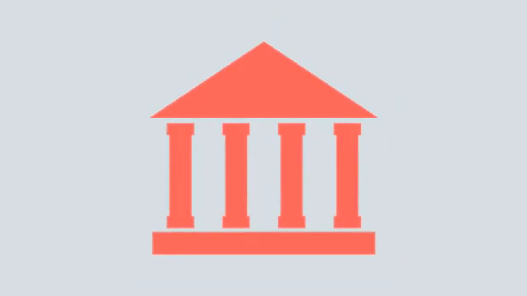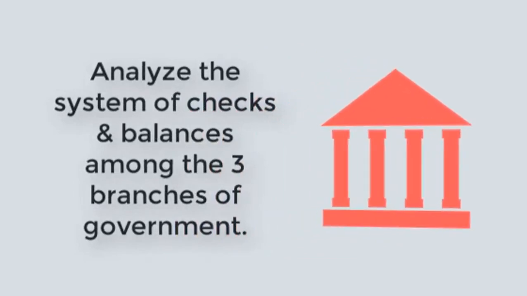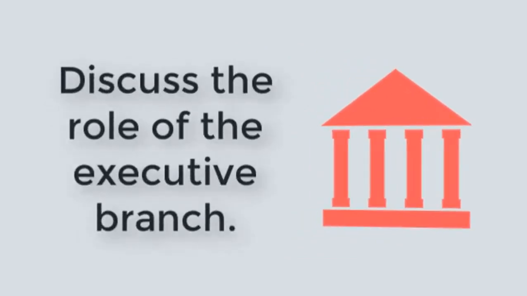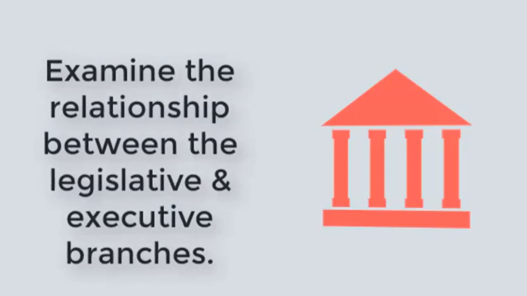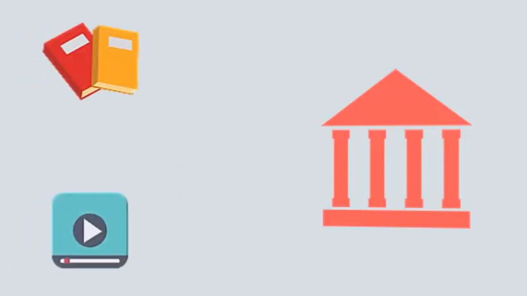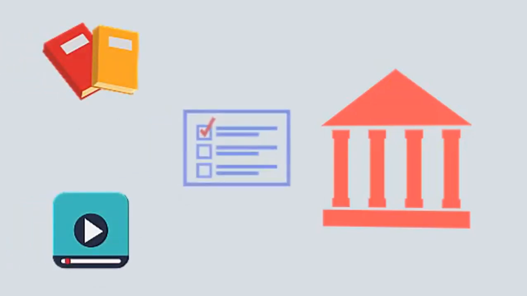In the unit, there are 3 learning objectives. Analyze the system of checks and balances among the 3 branches of government. Discuss the role of the executive branch. Examine the relationship between the legislative and executive branches. Our course content consists of the following: textbook reading, PowerPoint lecture, video materials, multiple choice quiz.